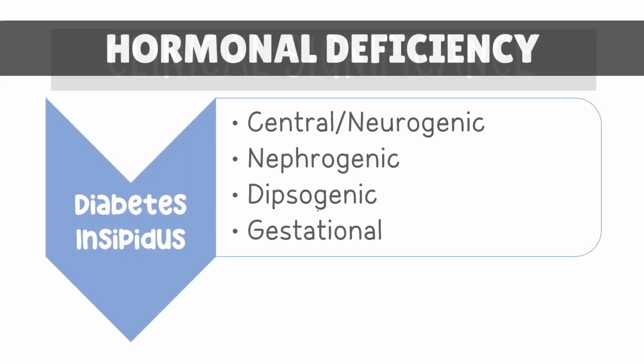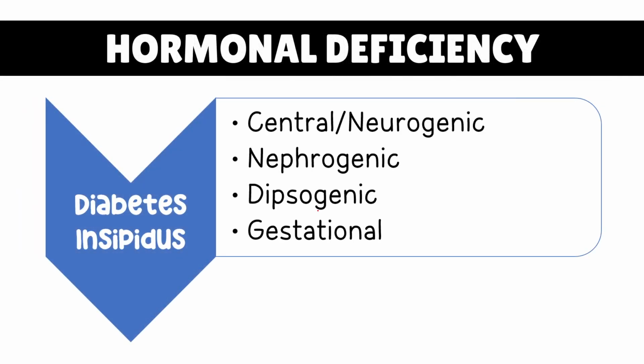So let's start with hormonal deficiency in relation to diabetes insipidus. There are actually 4 types of diabetes insipidus. It could be your central or neurogenic, your nephrogenic, your dipsogenic, and your gestational. Now, the major types are the first 2 above. As for your dipsogenic, this is referring to your abnormal thirst mechanism. While for gestational, this is referring to diabetes insipidus that is happening during pregnancy. So again, dipsogenic is for abnormal thirst mechanism, gestational during pregnancy.